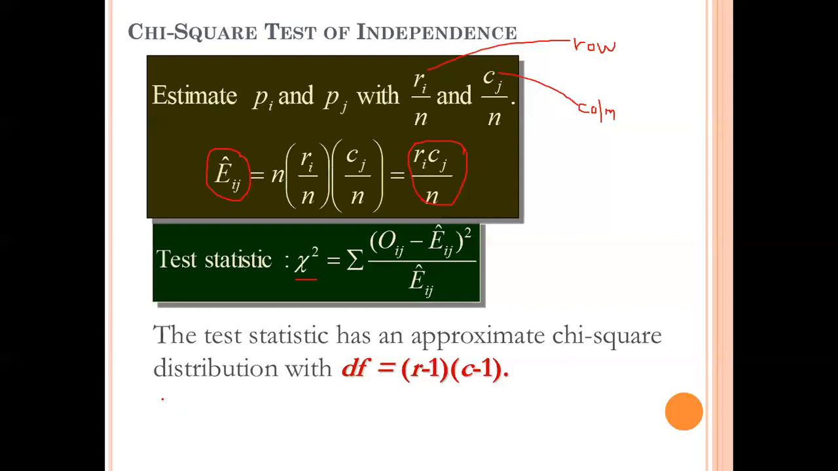Okay, and then in the test statistic, you must also get the value of degree of freedom, because you are going to get the critical value in the chi-square table by referring to the degree of freedom. So the test statistic has an approximate chi-square distribution with df, or degree of freedom, equal to the number of rows minus 1, times the number of columns minus 1. So you will get the value of degree of freedom.